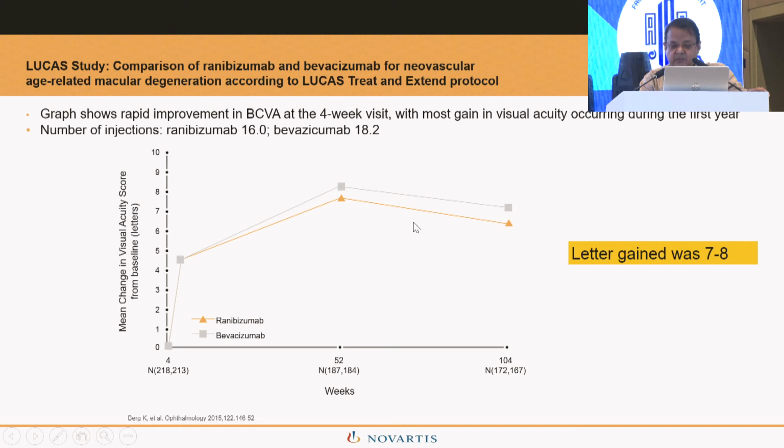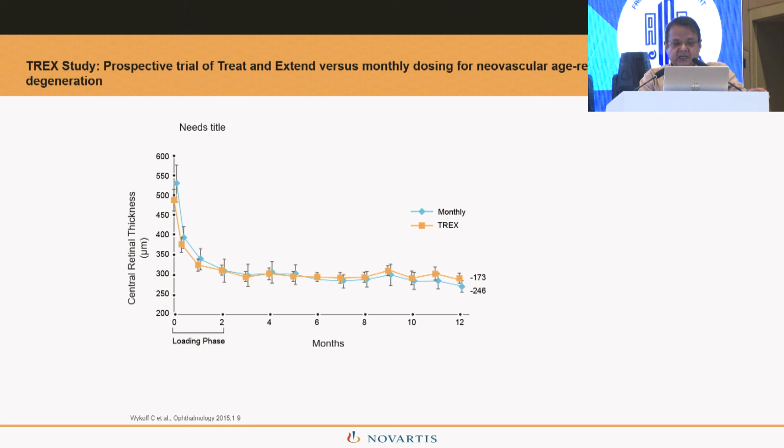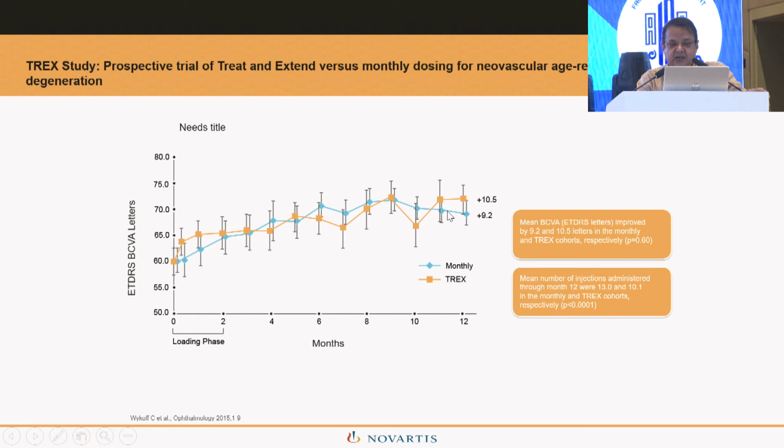TREX study was a prospective trial of treat and extend versus monthly dosing of neovascular age-related macular degeneration, and they showed there was a better gain in treat and extend, that is 10.5 letters, and there was a better drying of the disease.